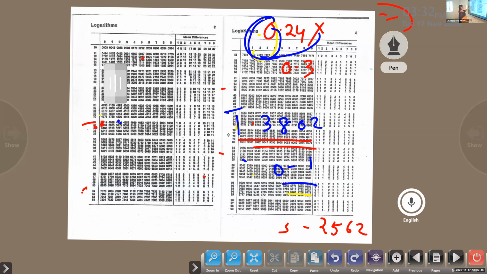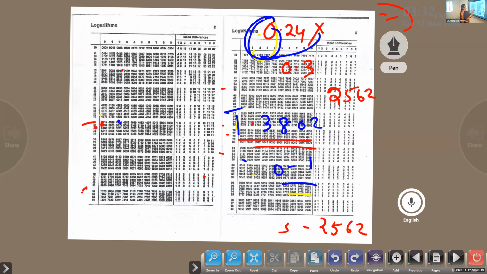Similarly, 0.3. You don't have 0.3 in the table. Look for 30 in the logarithm. Look for 30. Corresponding to 30, you are getting 4771. Again, you will get the answer bar 1.4771. Add it. You add both bar 1, you will get negative 2. As usual addition. Afterwards, go back to anti-log.